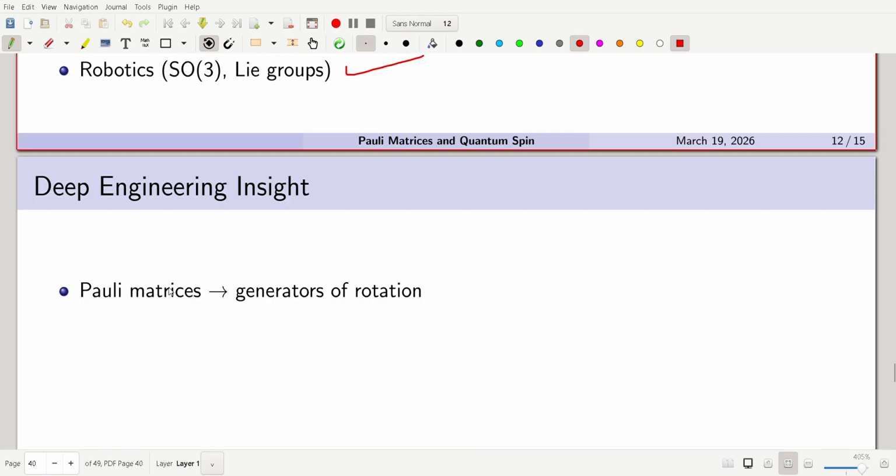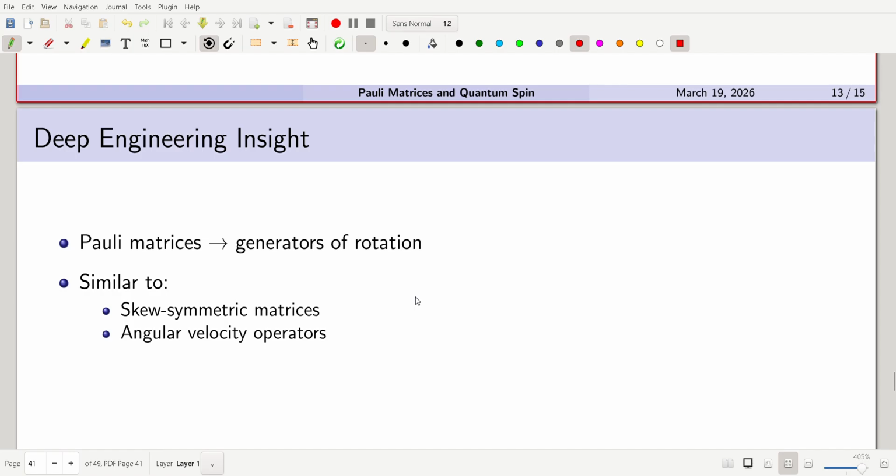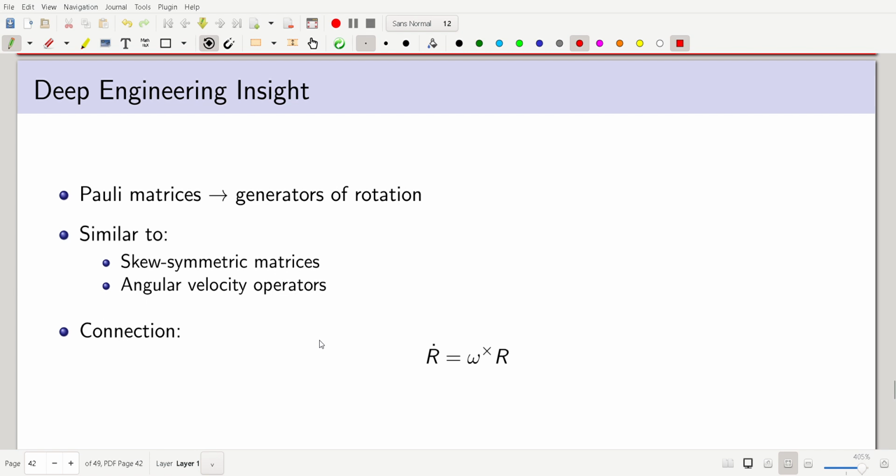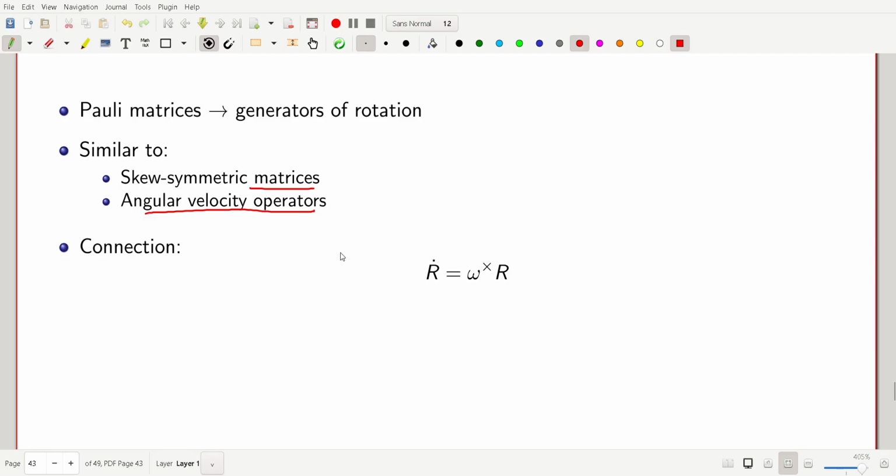Deep engineering insight: the Pauli matrix is the generator of rotation, similar to the skew-symmetric matrix and angular velocity operators. Angular velocity also looks like a skew matrix. The connection is R dot equals omega cross R.